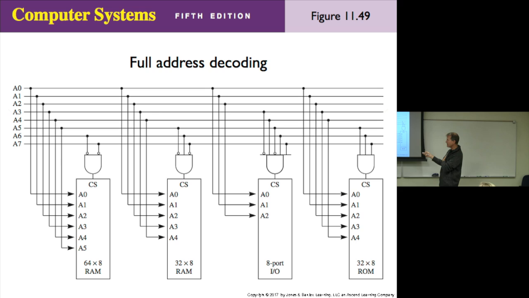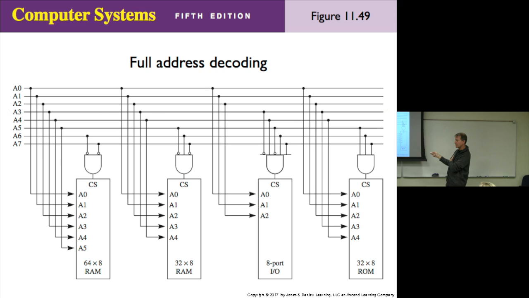If A7, A6 is 0, 0, then this AND gate's output will be 1, and this chip will be selected. And furthermore, let's take a look at the second RAM chip. If A7, A6 is 0, 0, what's going to happen? If A7 is 0, that gets inverted, and that's a 1. But if A6 is 0, that doesn't get inverted.